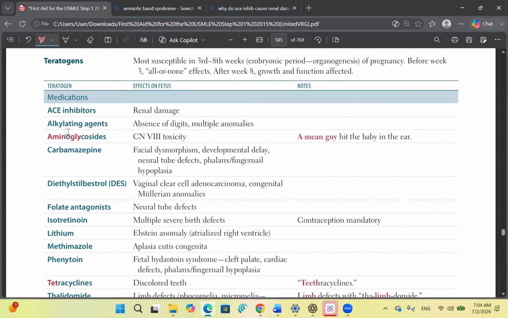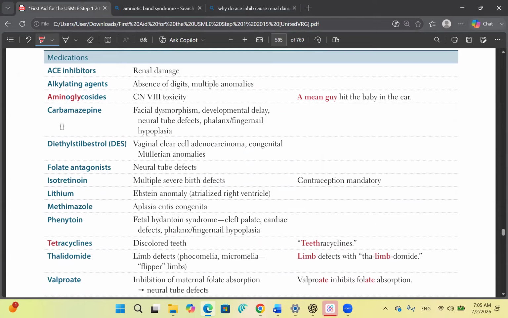All right. Then there's alkylating agents that are used in the treatment of cancer. They can cause absence of digits and multiple anomalies. Aminoglycosides: a mean guy hit the baby in the ear. Okay, mean guy hit the baby in the ear. Reminds me of Baby's Day Out. So it causes CN8 toxicity, which is mainly the vestibulocochlear nerve and associated with the ear. So yeah, pretty nerve toxic. Then we have carbamazepine: facial dysmorphism, developmental delay, neural tube defects, fingernail hypoplasia.